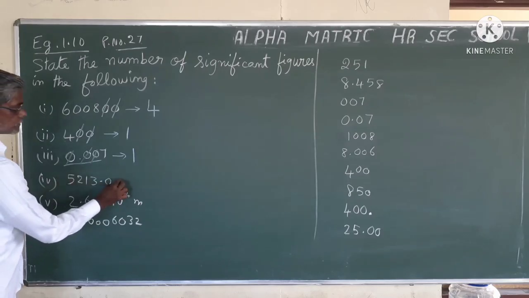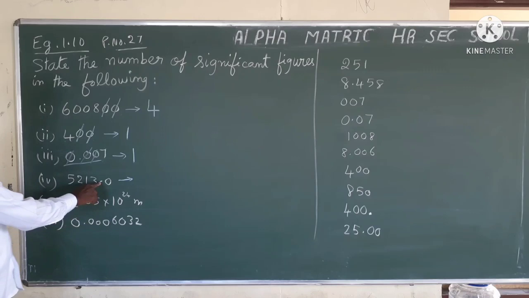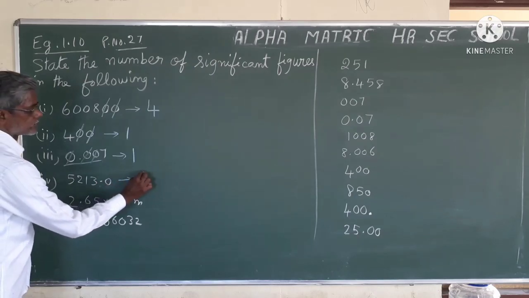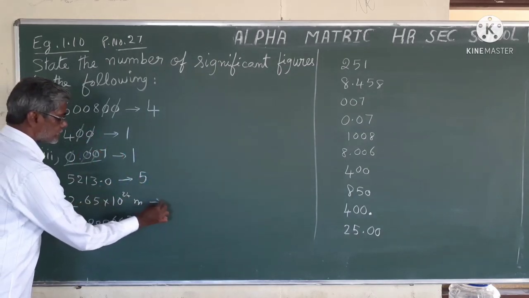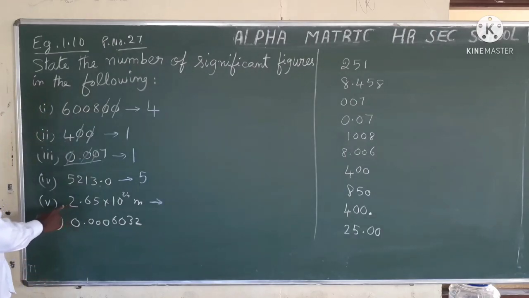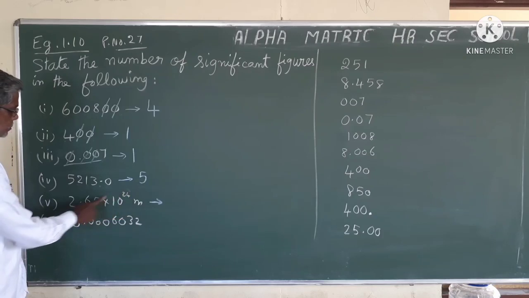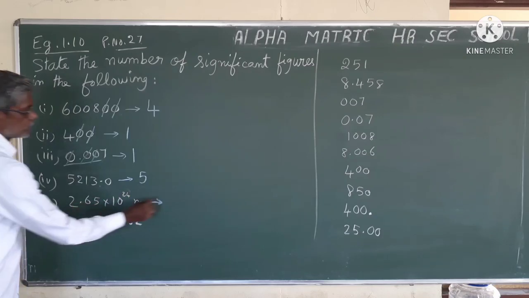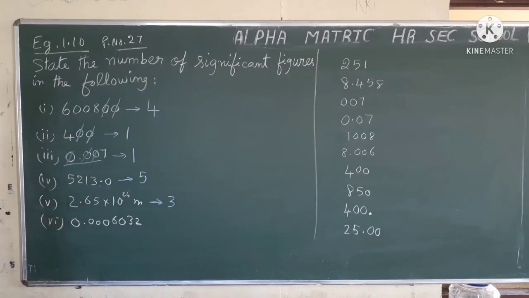Now in this, what will be the significant figure? The decimal point is there. So this 0 should be included. So 1, 2, 3, 4, 5. Clear? Next, in this number, what will be the significant figures? This part should be excluded. So totally 1, 2, 3. So 3 significant digits for this number.